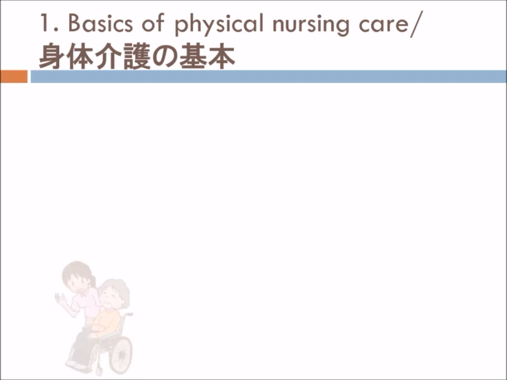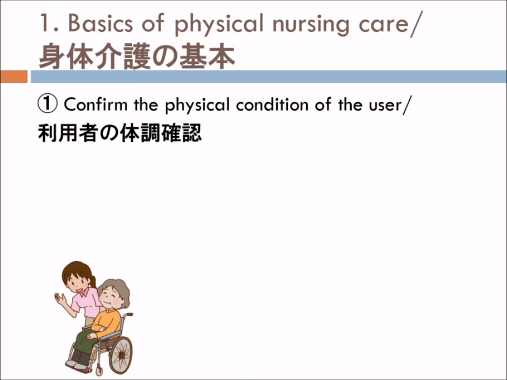There are 3 points. Confirm the physical condition of the user. Be sure to confirm the physical state of the user before providing nursing care. In case of poor physical condition, do not force the action.